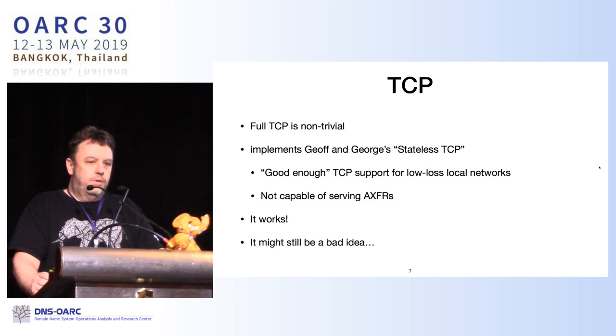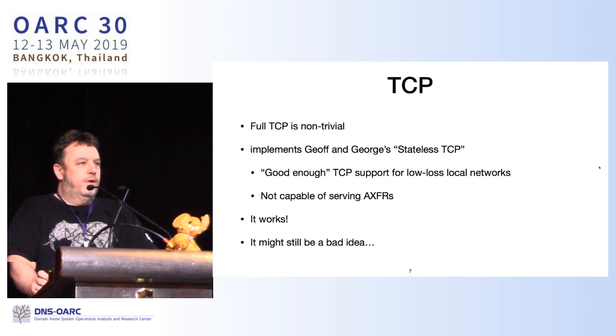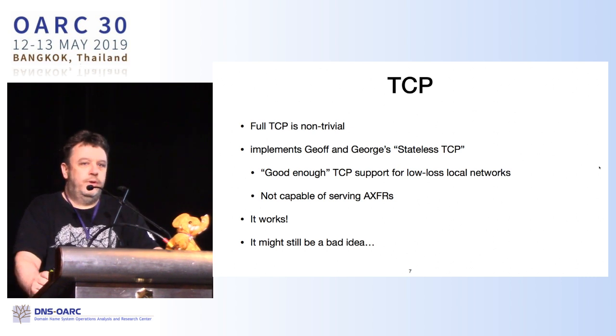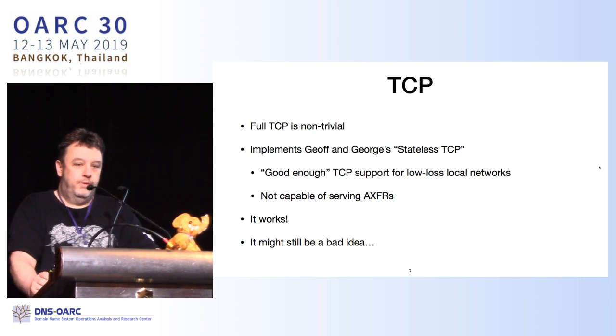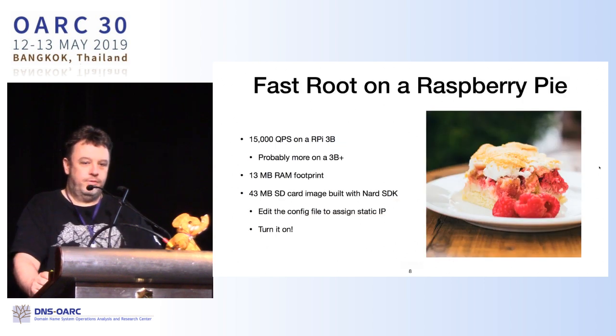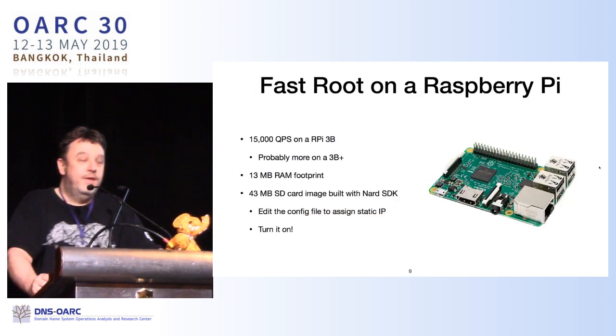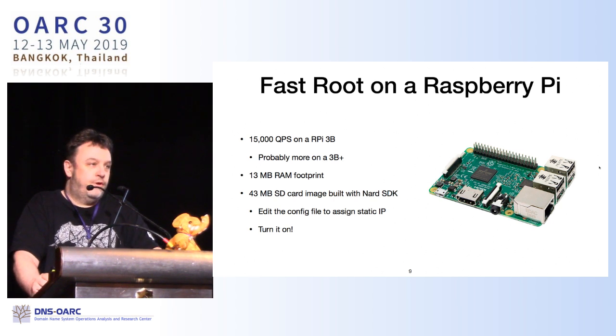So I think I said on one of the earlier slides, on modest hardware, this thing's doing 10 gigabits per second. It will also run on a Raspberry Pi. That's right, that Raspberry Pi, there we go. 15,000 queries per second on a Raspberry Pi 3B. It'll probably do 17,000 or so. That is not a huge number by today's standards, but for a Pi, it's pretty damn good, I think.